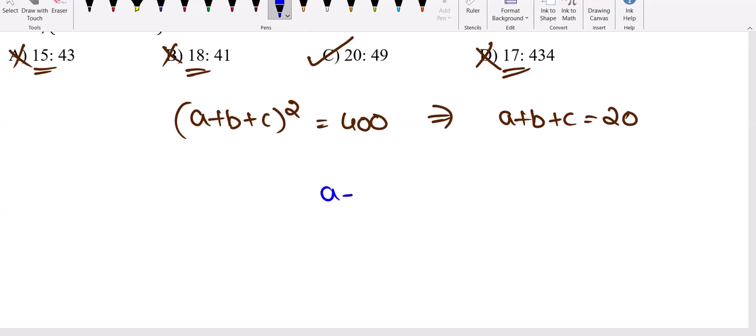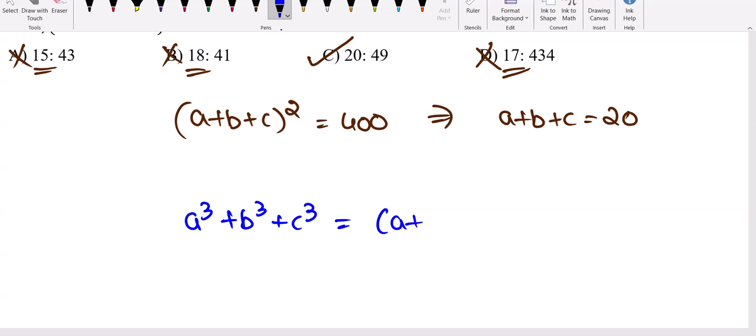Now from A plus B plus C equal to 20, A plus B equals 20 minus C. We can do the whole cube: A cube plus B cube plus 3AB into A plus B, and A plus B can be replaced by 20 minus C. That's one thing. Or we can write A cube plus B cube plus C cube as A plus B plus C into something. That's also there.